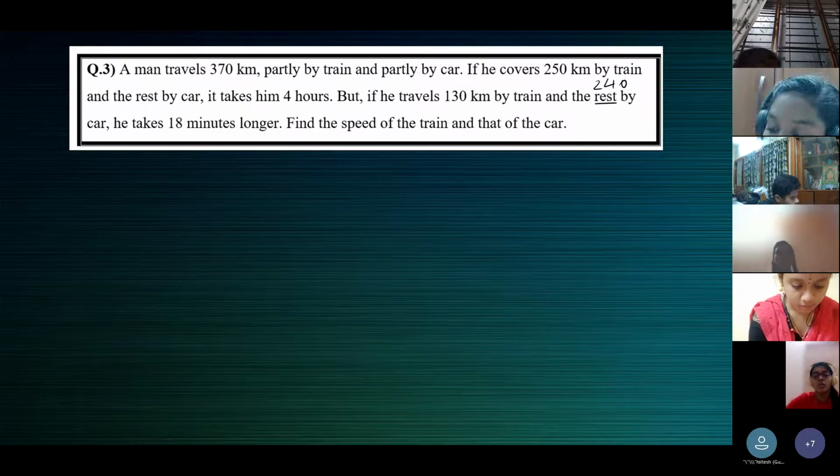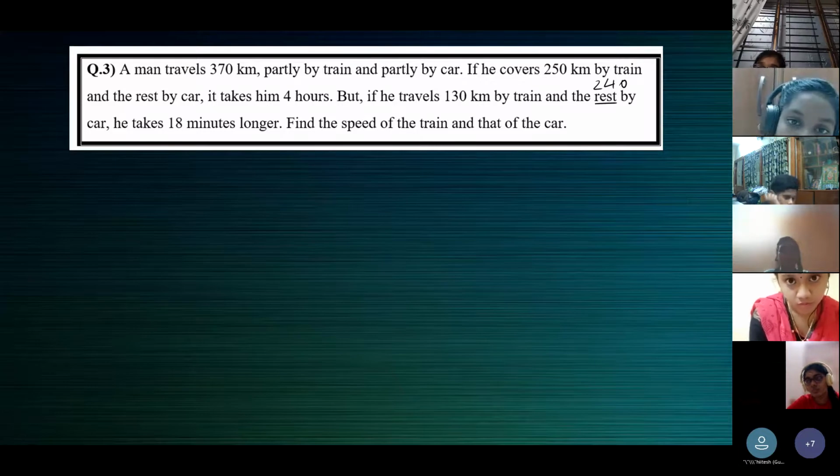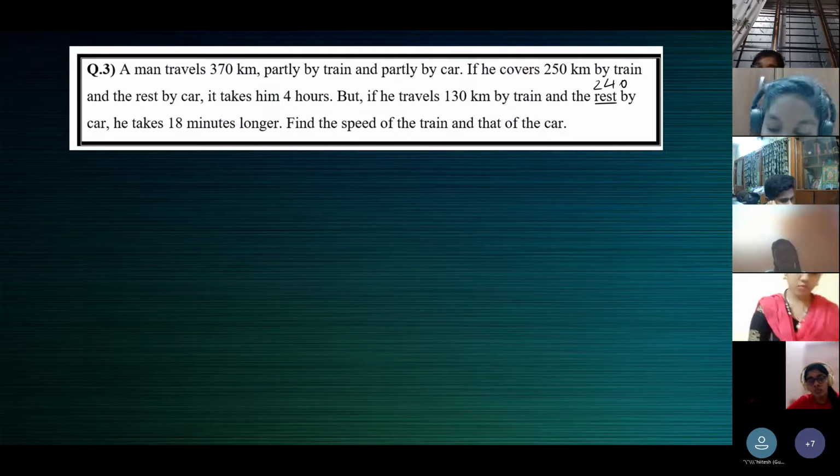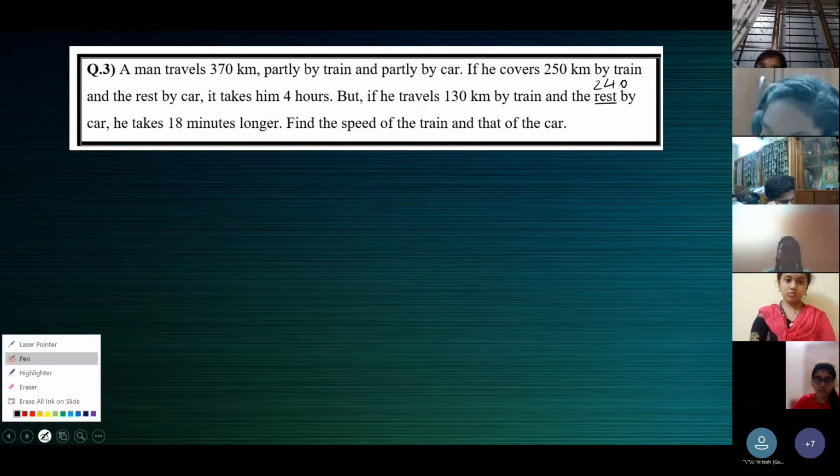That means what is the total time taken? 4 hours 18 minutes. Yes, he takes 4 hours and 18 minutes. It takes him 18 minutes longer. So in the second case, the total time taken is 4 hours 18 minutes. That is the time traveled by train plus the time traveled by car is equal to the total time of 4 hours 18 minutes. Now with this information, we need to find the speed of the train and the speed of the car. So we normally assume whatever is to be found.